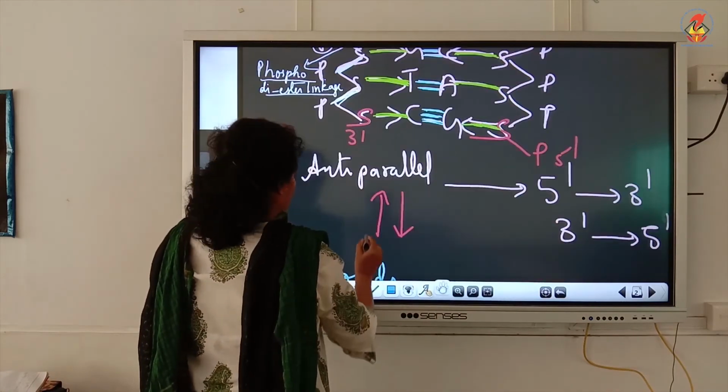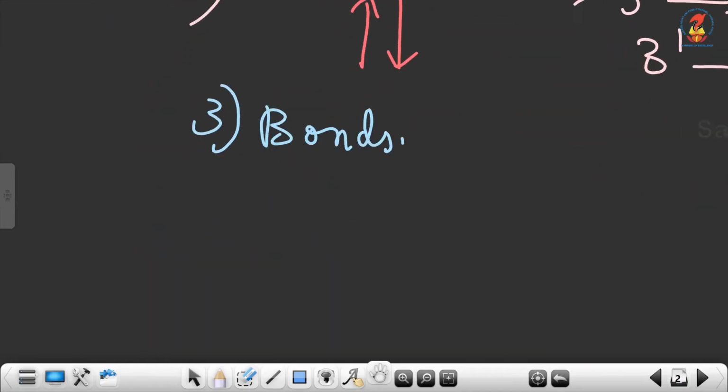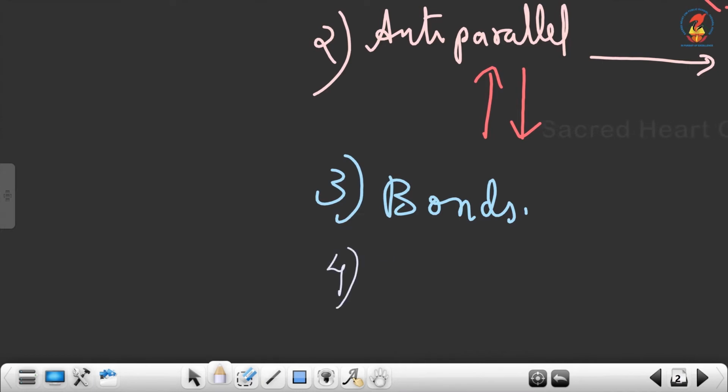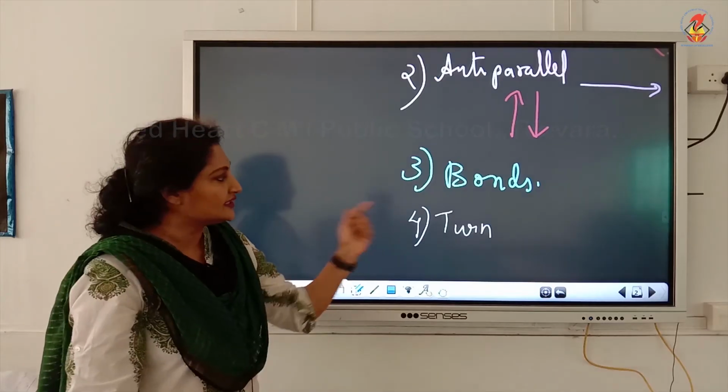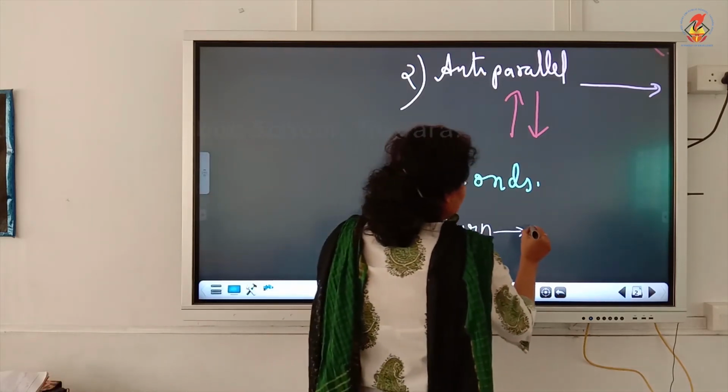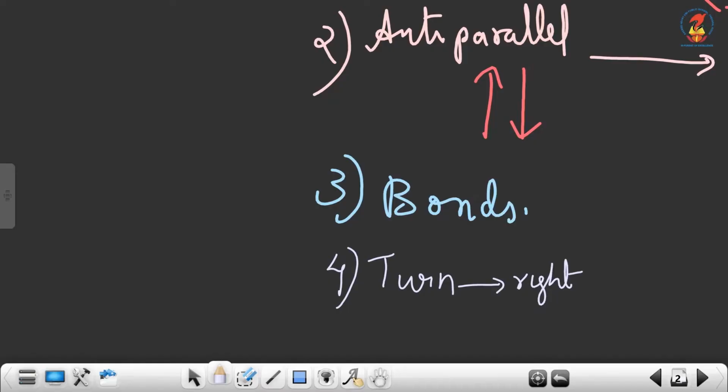Then the fourth point. The fourth point is connected to the turn or the coil. See, it is turned. It is not ladder-like, it is spirally coiled. It can be coiled either in the right-handed fashion or in the left-handed fashion. In DNA it is coiled towards the right, in the right-handed fashion.